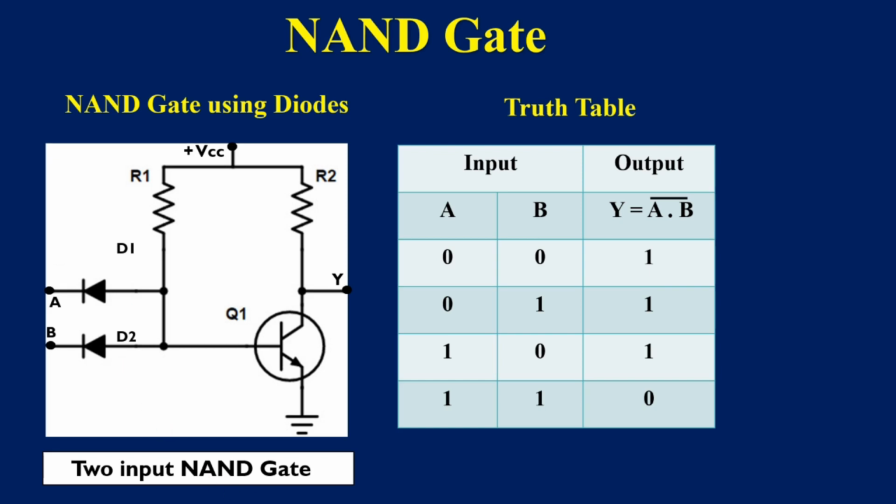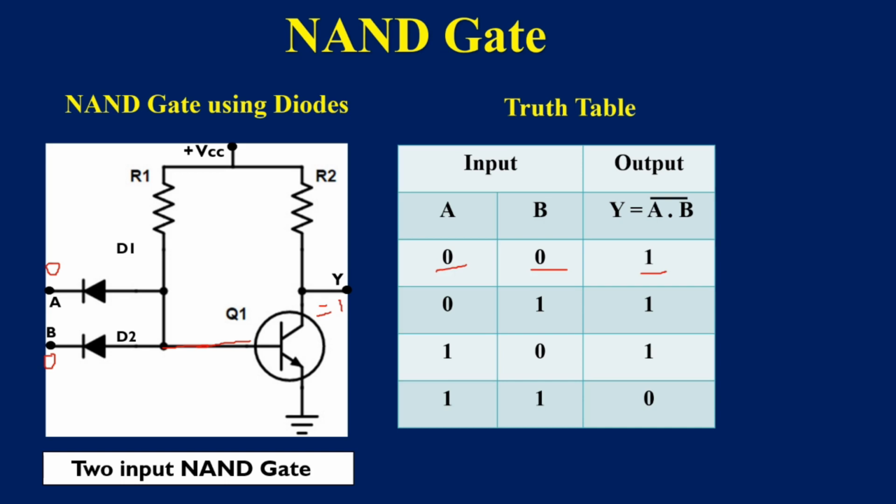Now let us apply the input voltages. If I make A is 0 and B is 0, then the diodes D1 and D2 will be forward biased. They will conduct. So the entire current will flow through the diodes. There will be no base voltage for Q1. Then the transistor is in the cutoff position. The output voltage will be equal to VCC, that is, the output voltage will be high. So when A is 0, B is 0, output voltage is high, that is equal to 1.